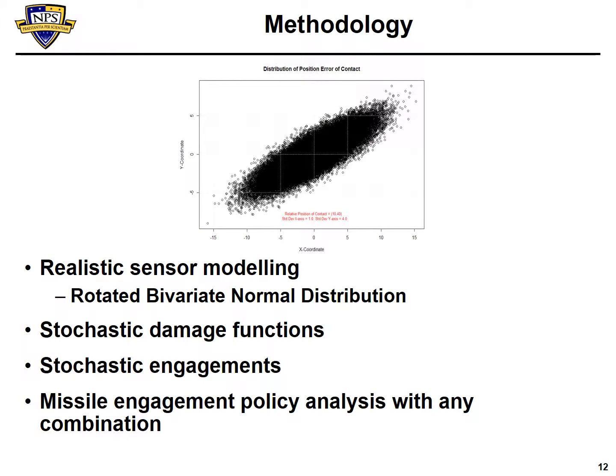Also, realistic sensor modeling with contact components with rotated bivariate normal distribution, stochastic damage function extending stochastic salvo models, and stochastic engagements with user-defined probability distributions are modeled in that simulation. Missile engagement policy analysis with any combination, for instance, how many times to shoot before look, and analysis of all those factors is possible in the AAW analysis model.